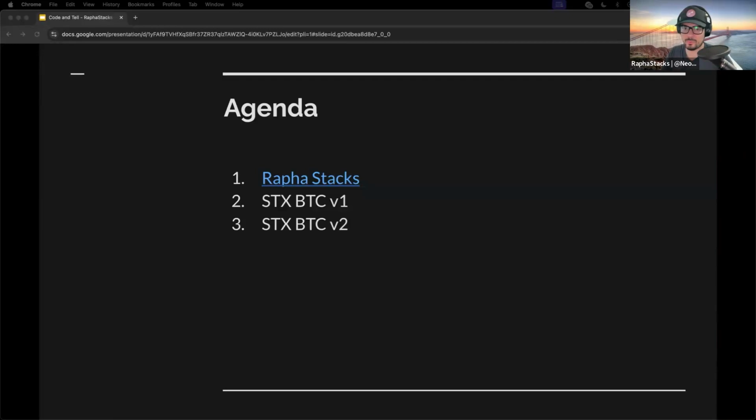So the agenda: I'll tell you about the story, and then I'll share a piece of code that is being audited, which is an ability to swap between Stacks and Bitcoin, and then what the auditor says, and then how I'm remediating to his suggestions.